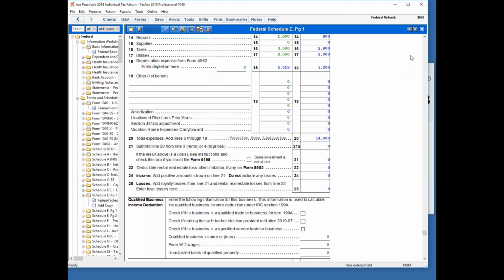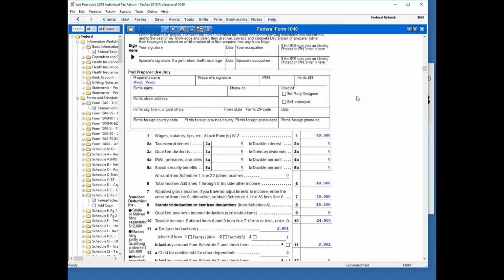But even with a net income of 0, look what happened to my refund. My refund actually went up. It went from $459 to $699. And let's see the reason why. The reason why was because of my Schedule A.